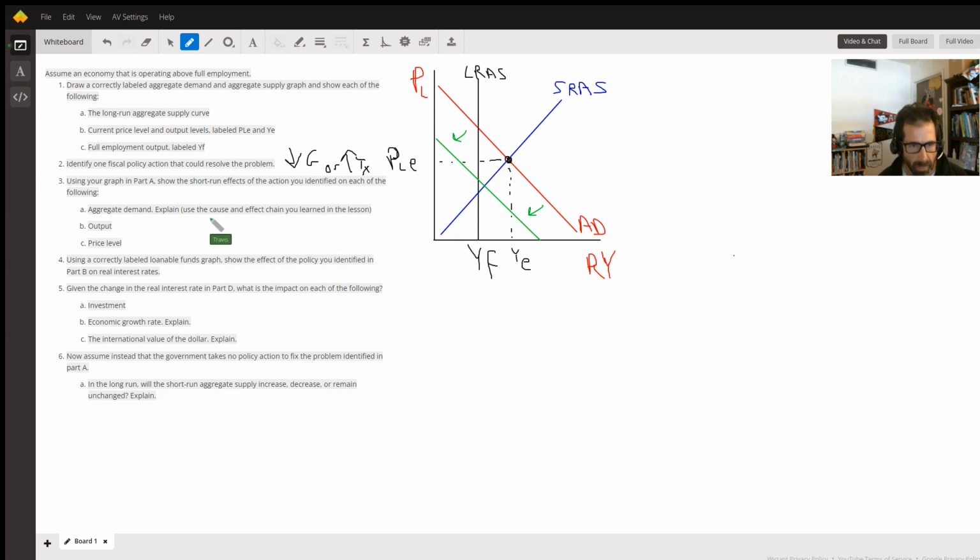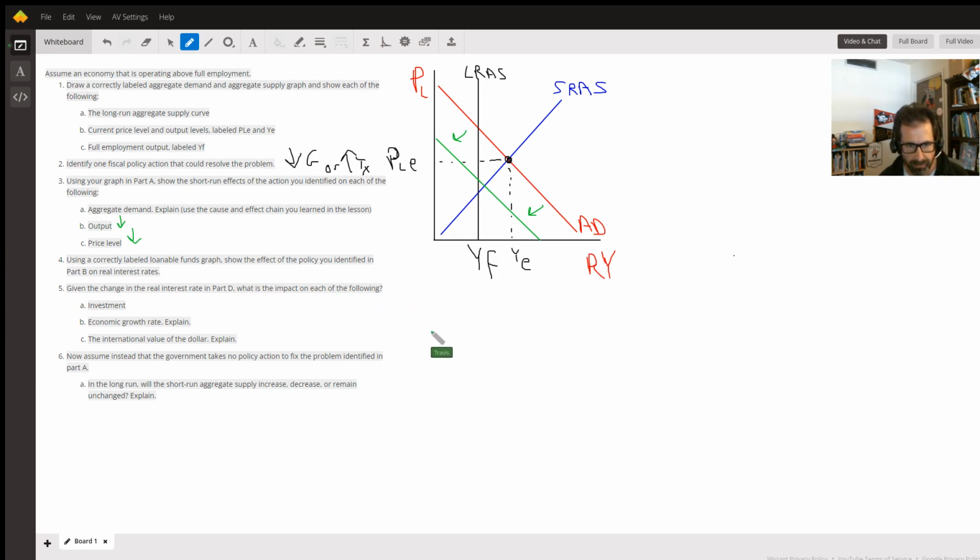So that's what you do. Cause and effect chain learned in the lesson. Well, you know, if you lower government spending, that's part of aggregate demand. Or if you increase taxes, that decreases consumption. Either way, you're going to decrease aggregate demand. Output is going to decrease, and price level is going to decrease.